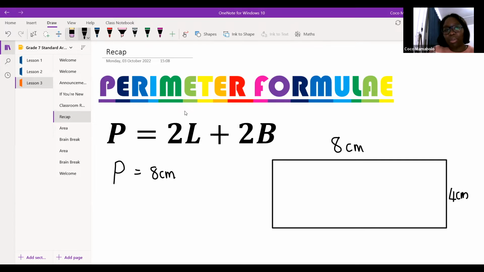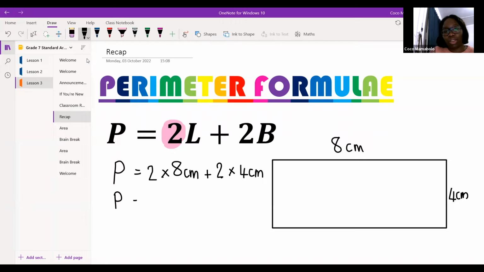Oh, we missed it. Remember to follow the formula. What does the formula say we need to do first? 2 multiplied by 8 centimeters. Excellent. Plus 2. It's not centimeters, it's just 2. 2 multiplied by 4 centimeters. Good.